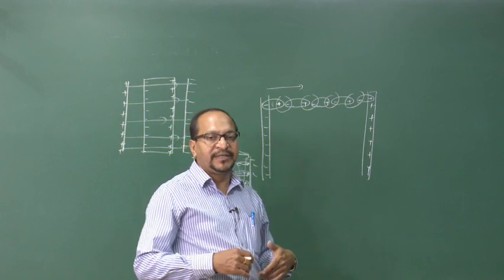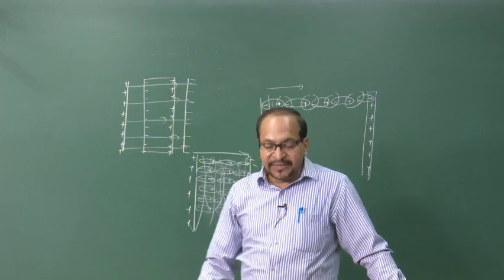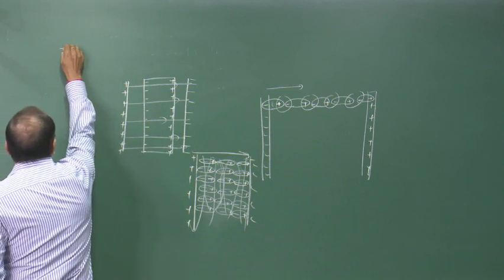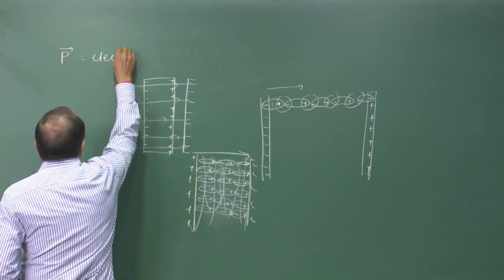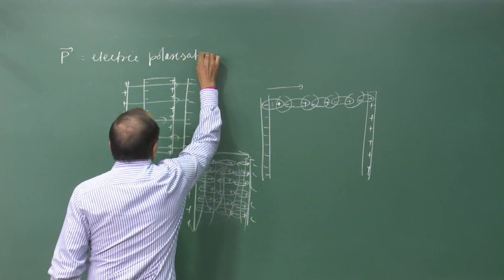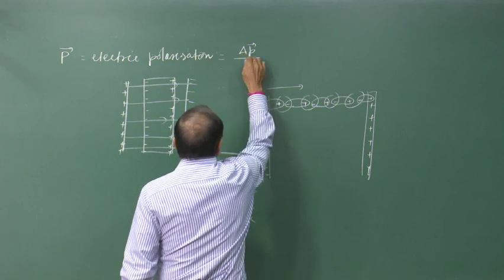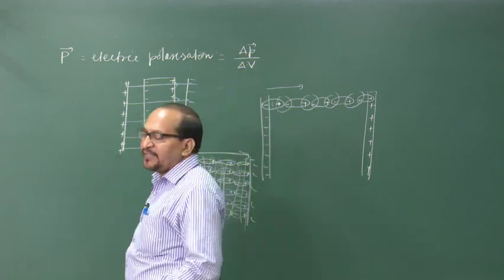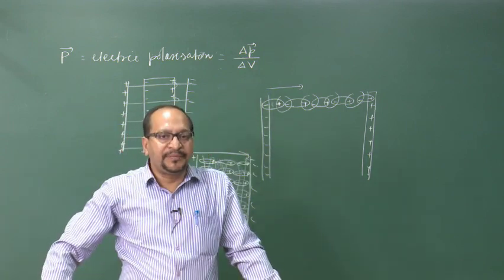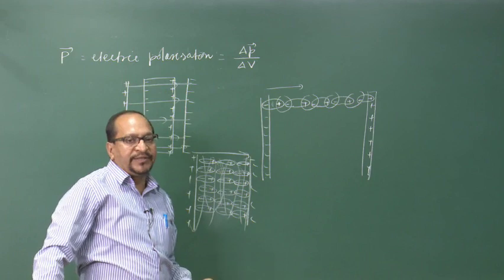So, the substance develops a net dipole moment when it is subjected to an external electric field, and this dipole moment developed per unit volume is represented by a vector called electric polarization. So, this electric polarization is the dipole moment per unit volume of the substance. If delta V is the volume of the substance in which the dipole moment developed is delta P, then per unit volume the dipole moment developed is delta P by delta V, and that is the polarization vector P.